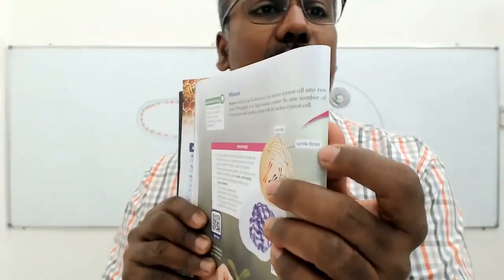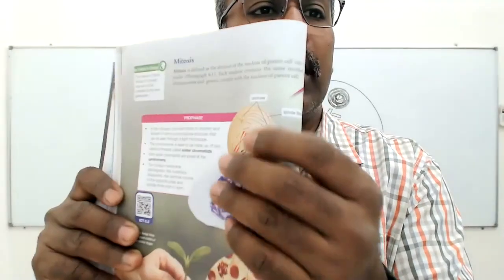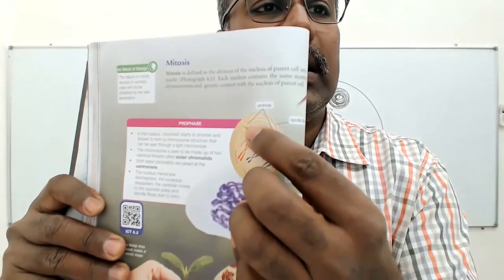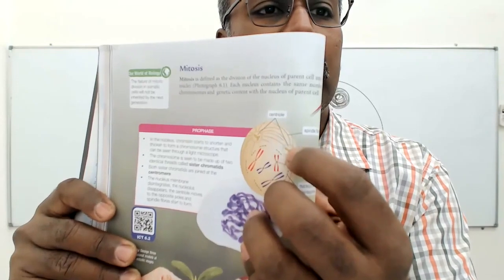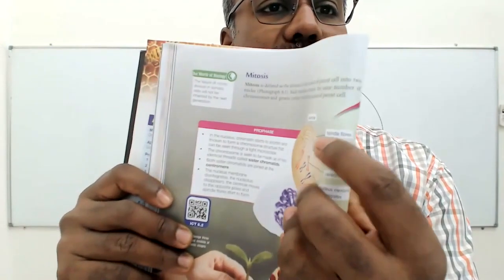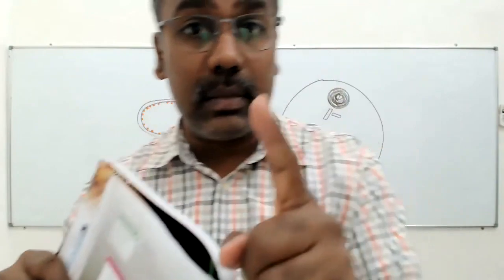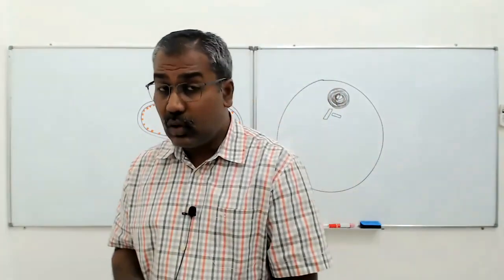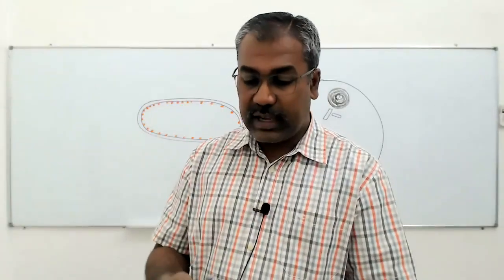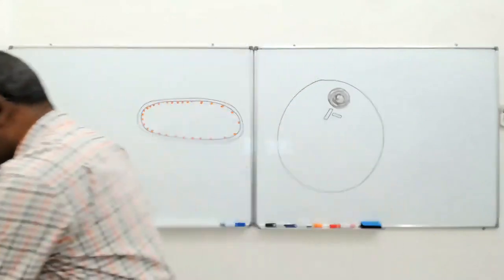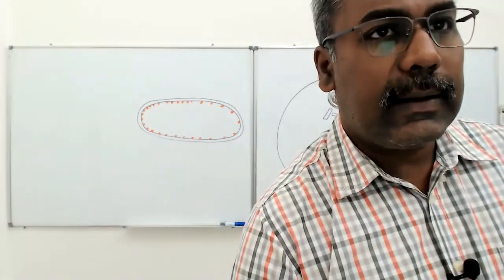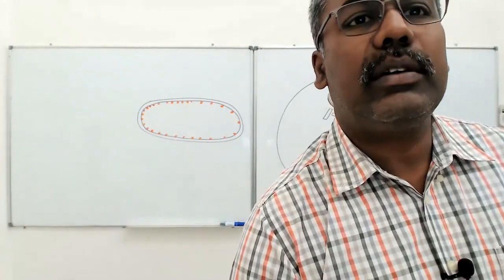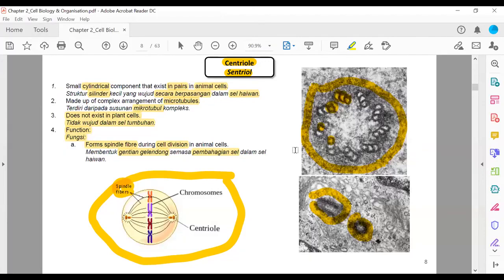So what forms the spindle fiber? Jawapannya ialah centriole. Dan kalau kamu tengok gambar di sini, warna kuning ni ialah centriole. That is a pair of them. Centriole is the one that forms the spindle fiber semasa cell division, not all the time. So anyhow, cell division kita akan rujuk di chapter 6 nanti. So just want to show you what is spindle fiber. Okay, baik.